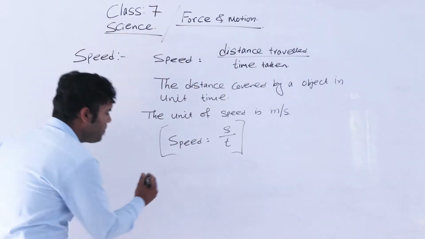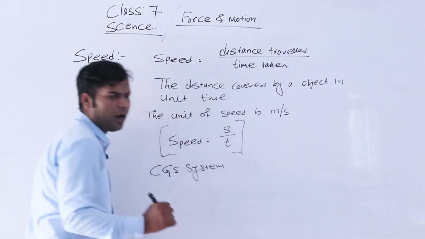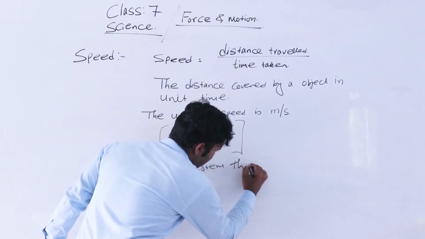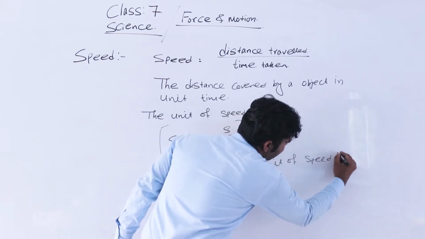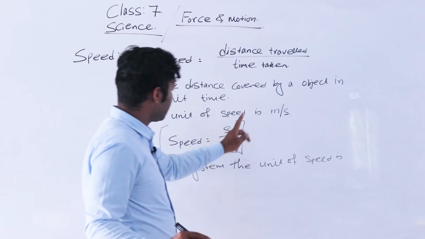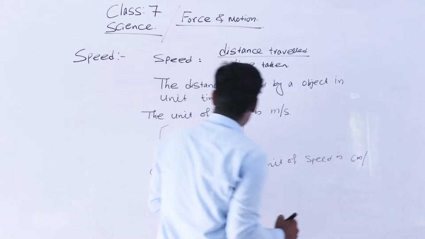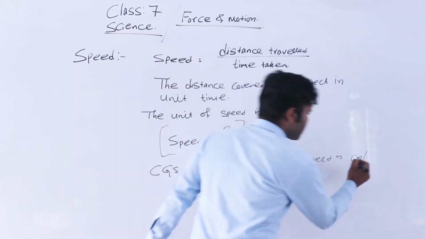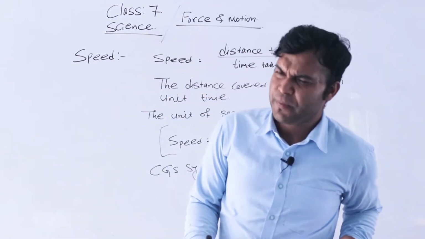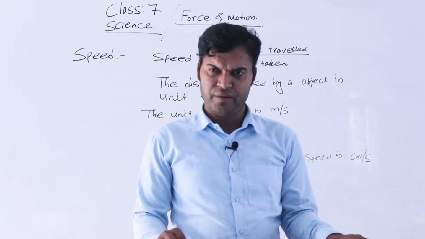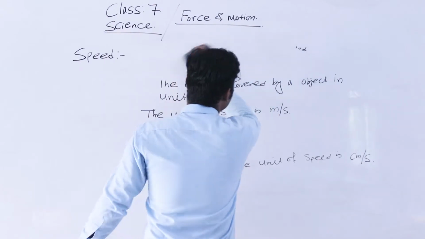Sometimes it is measured in the CGS system. In the CGS system, look here, the unit of distance is centimeter and the unit of time is second. Centimeter per second. It is the unit of speed in the CGS system. Okay, student? Okay. Now we turn to the next term.